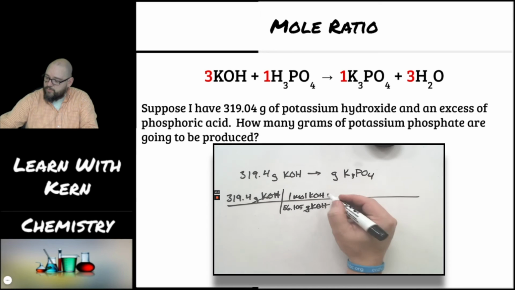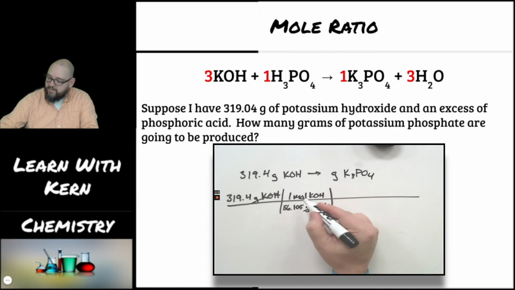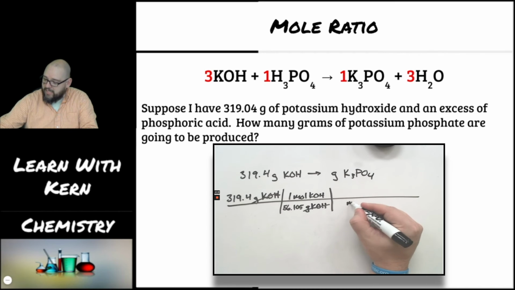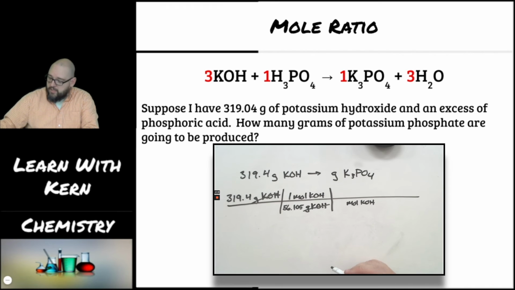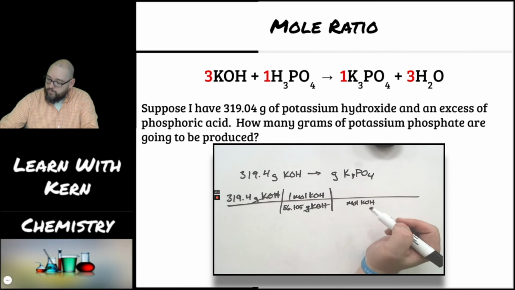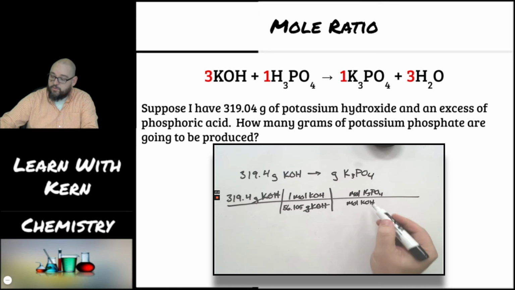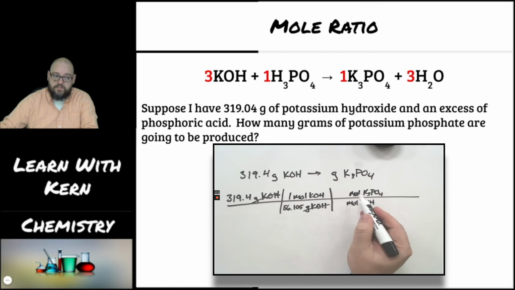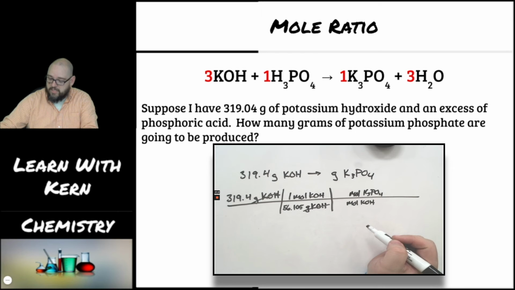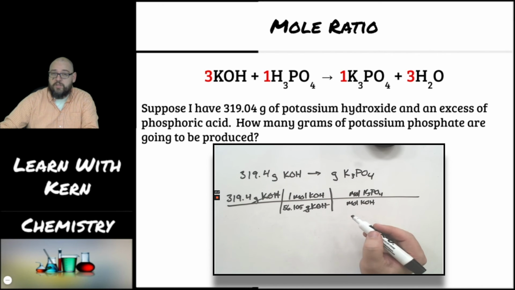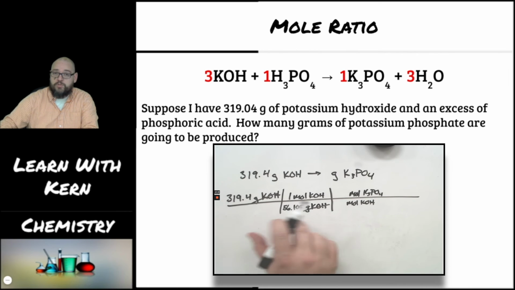So now the next step is to set up our mole ratio. If I have moles of KOH on the top, I need to have moles of KOH on the bottom. And I'm trying to find K3PO4. So I'm going to put moles of K3PO4 on the top. So you'll notice that my substance has changed. The units are still moles, but the substance has changed. Now, before I told you with the conversions, it's always 1 mole. Well, if you're converting from moles or to moles or using that mole roadmap, it's always 1 mole.